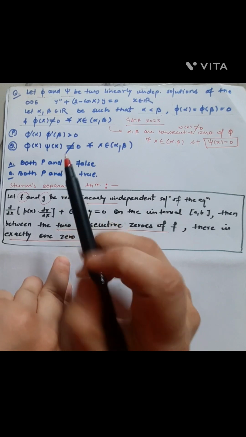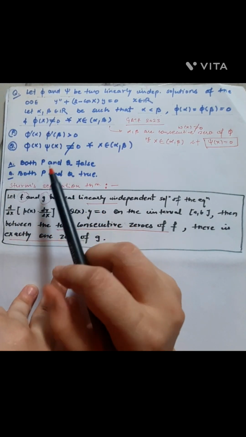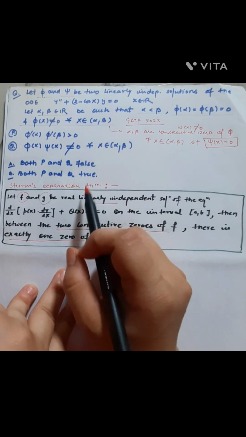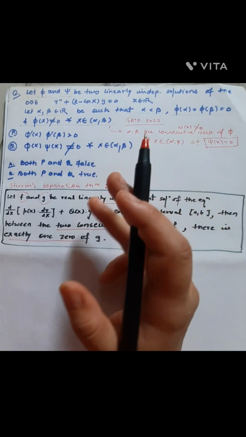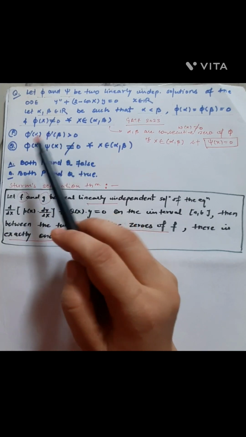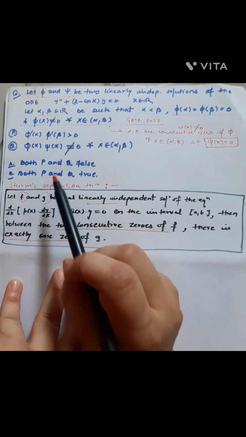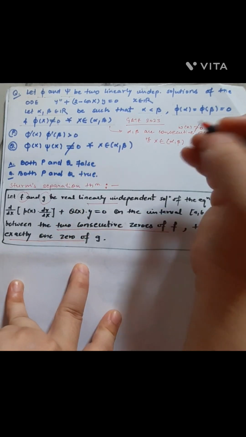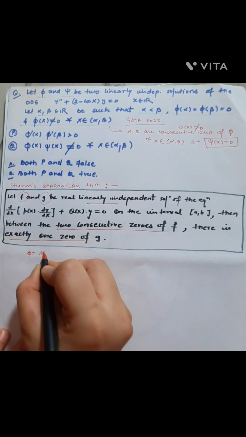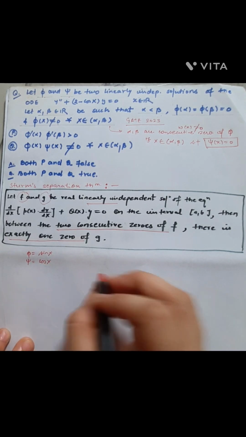Now we are given two statements P and Q, and we have to tell whether both statements are false, both statements are true, or one is true and the other is false, or the second is true and the first is false. So come to the first, P. For this, let's take phi, assume phi is sin x and psi is cos x, right?